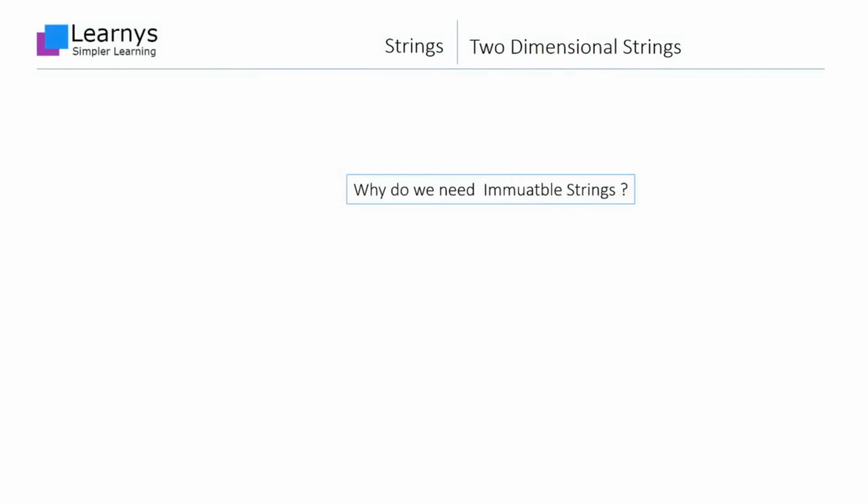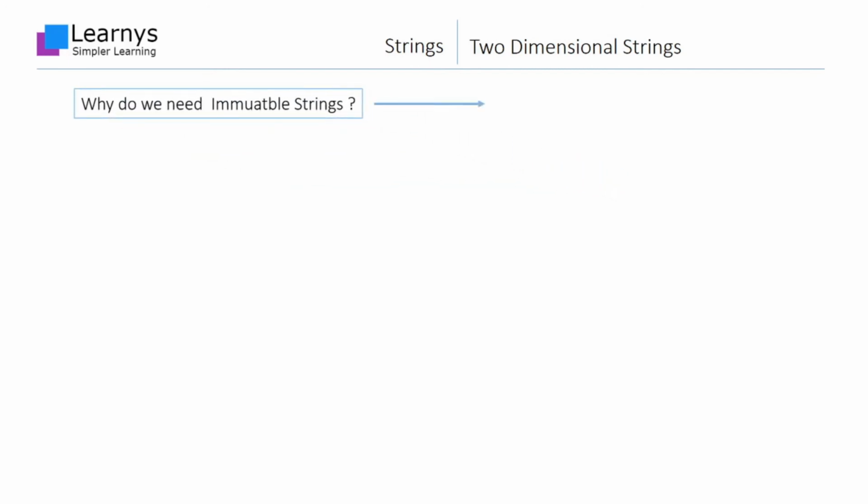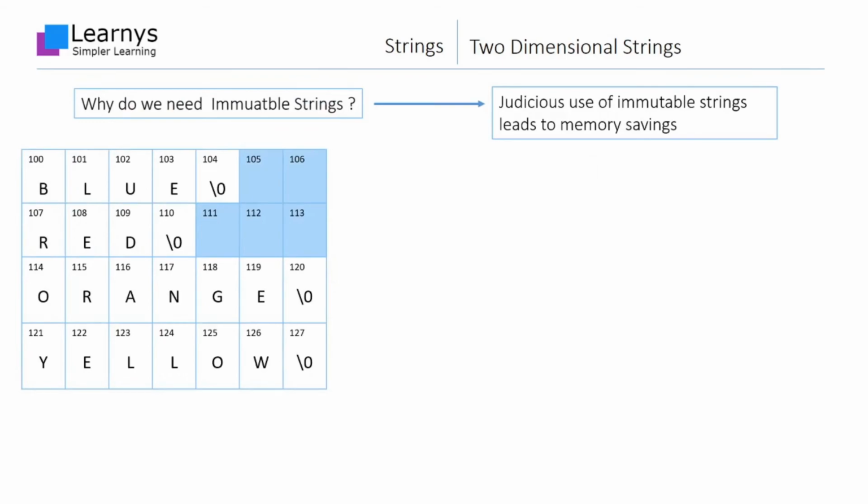The question comes up again. Why do we need it if we can create mutable strings? We have one-dimensional strings which can be as long as we want them to be. We have two-dimensional strings which can be used to store and modify paragraphs. What is the need for the immutable variation? The answer to this is very simple. Judicious use of immutable strings leads to memory savings.